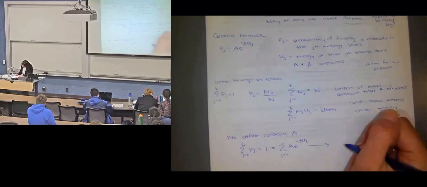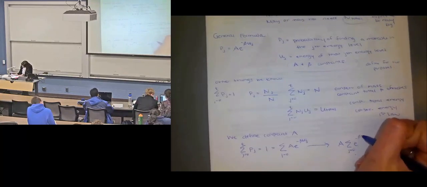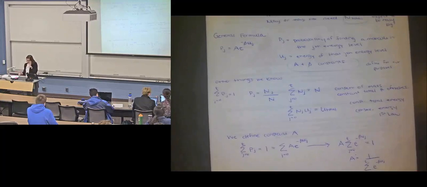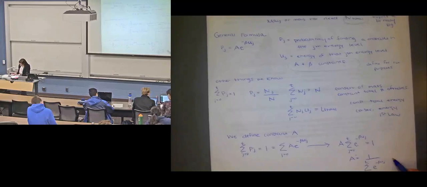So I can rearrange this, I can pull A out in front. This would be equal to 1, okay? Then I can move this over to the bottom to get A by itself. A is equal to 1 over this sum. So again, this is a generic form of the equation. This is a general formula for this type of equation.